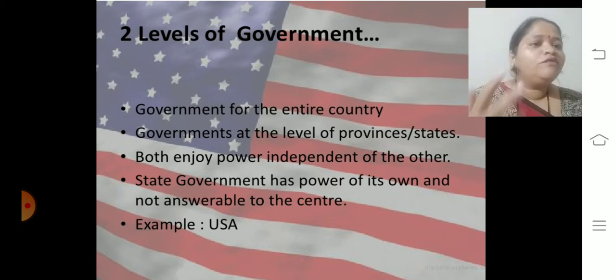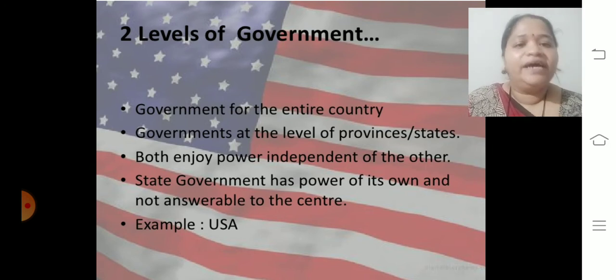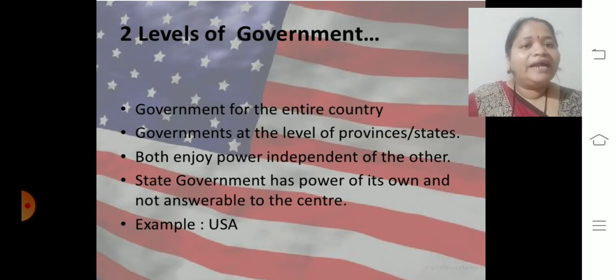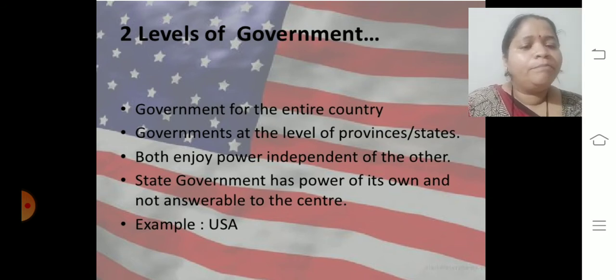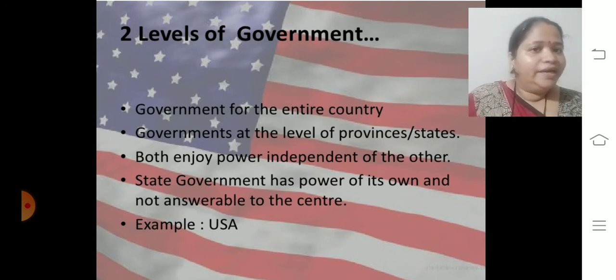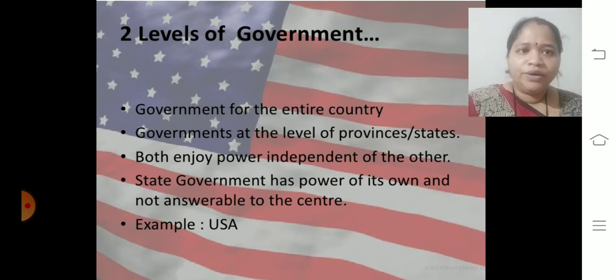So federalism is of two types. First type: there is a government for the entire country, and a government at the level of provinces or states. What do they do? Both enjoy power independent of the other. The state government has power of its own and is not answerable to the center. Here we are talking about power being divided. It is one form of federalism which works in the USA. We'll come to talk about it, under the types coming together and holding together.